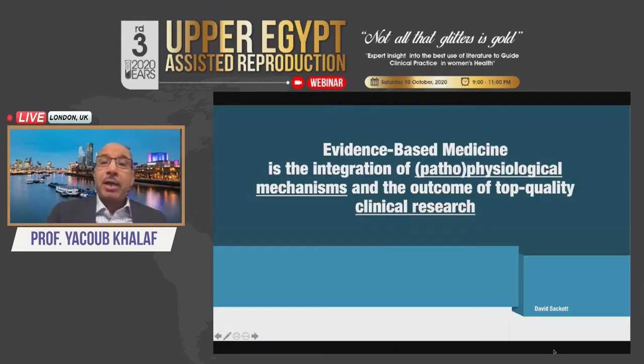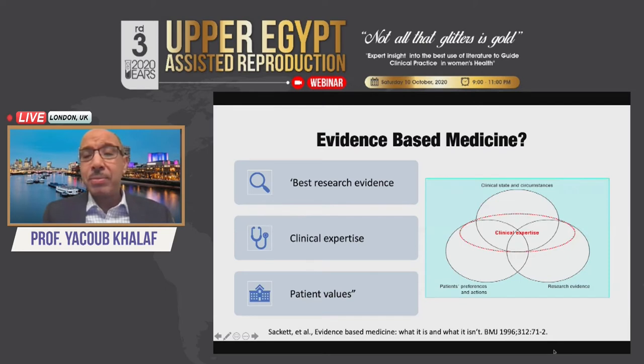So, you are right in thinking it's all about evidence-based medicine and evidence-based practice. One definition of evidence-based medicine is the integration of the pathophysiological mechanisms and the outcome of top quality clinical research. And that is academic. But the same person who gave the academic definition also gave us a practical one, which has guided us to think of evidence-based medicine as having three pillars. The first pillar is made of the best research evidence, coupled with clinical expertise, and at the heart of it is patient values, because what is a good evidence-based intervention in one setting where patient values accept it may not be the same in another setting where it is a no for patient values, on religious, ethical, ethnic, or whatever background.